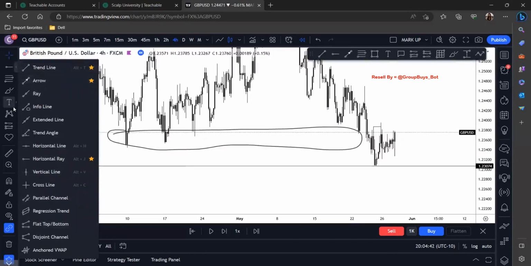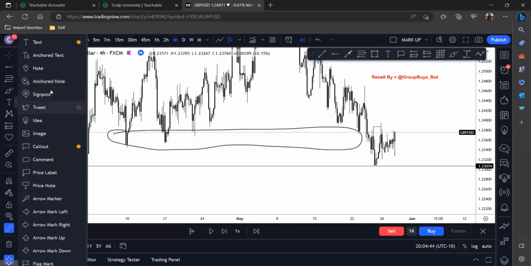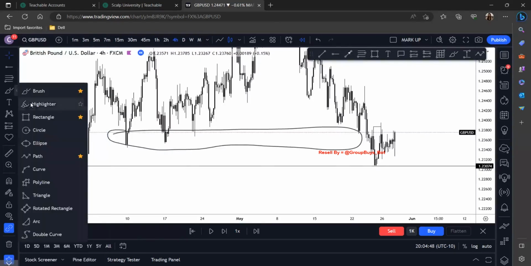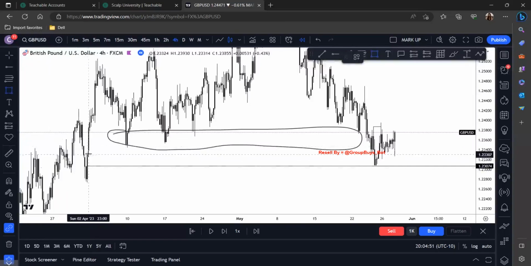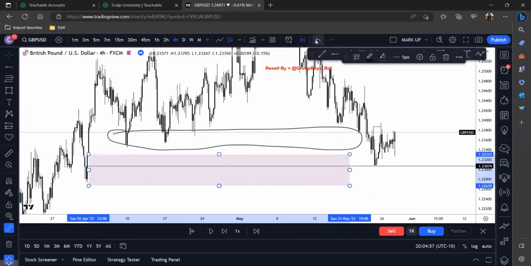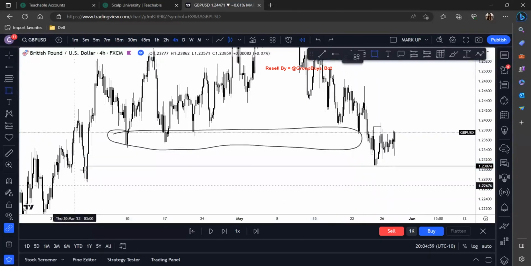The reason why I would look at these areas for a potential reaction is mainly the fact that it took out liquidity. That's all I needed to know. It took out liquidity and we are on a higher time frame. We're on the 4 hour.